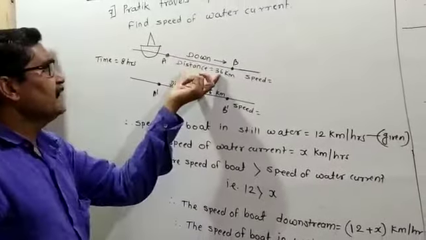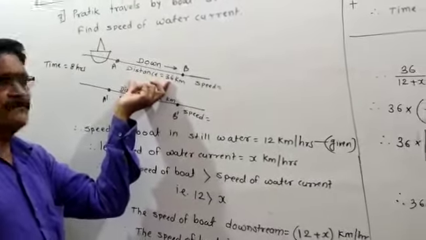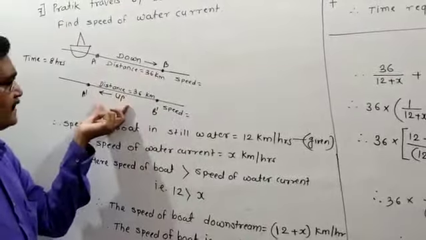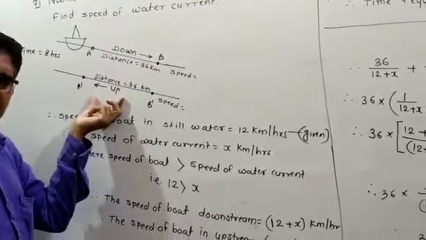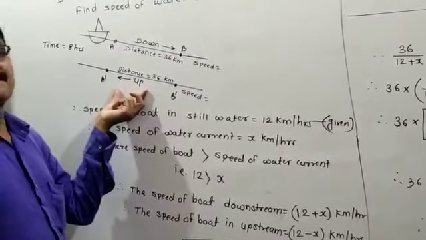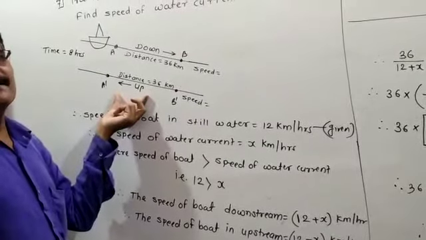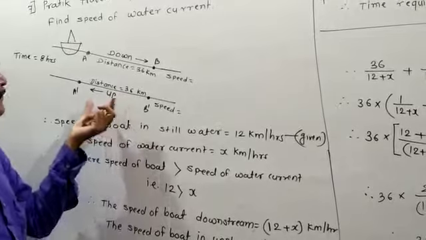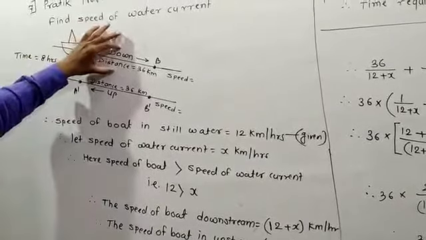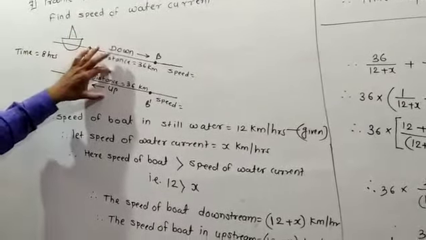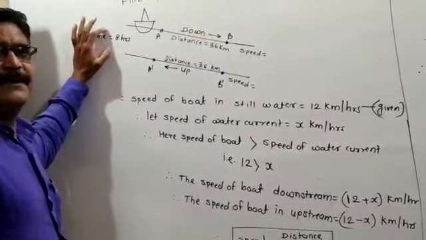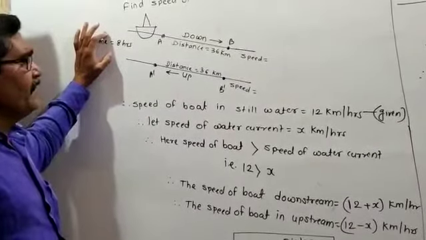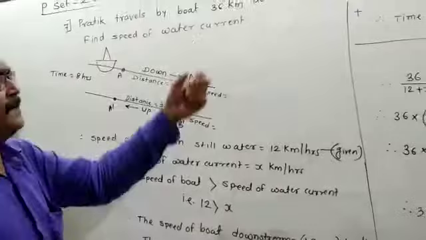The distance traveled downstream is 36 km and the distance traveled upstream is also 36 km. The same distance the boat will travel in both the upstream as well as the downstream. Then the time required for the downstream plus the time required for the upstream is 8 hours. The total time is given. Then you have to find out the speed of the water current.